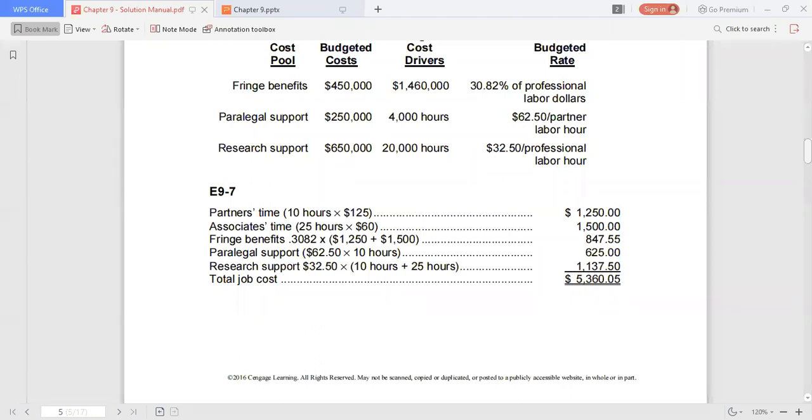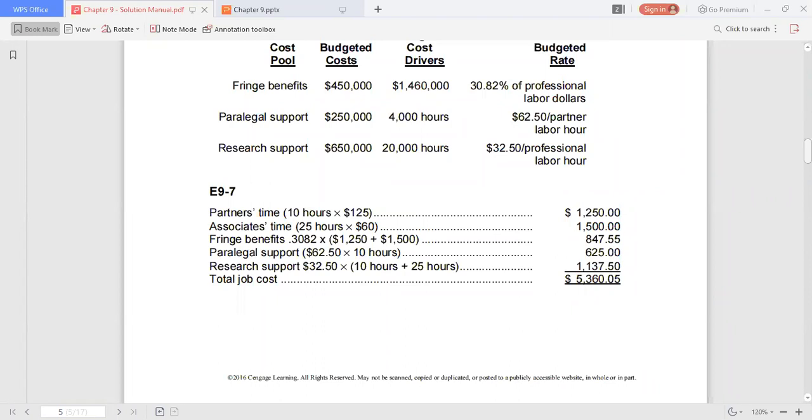Now the paralegal support is 62.50 per hour. So the paralegal, since a client requires 10 partner labor hours, so you multiply 62.50 by 10 hours. That's based on the labor hours. As stated, the paralegal support is 62.50 per partner labor hour.